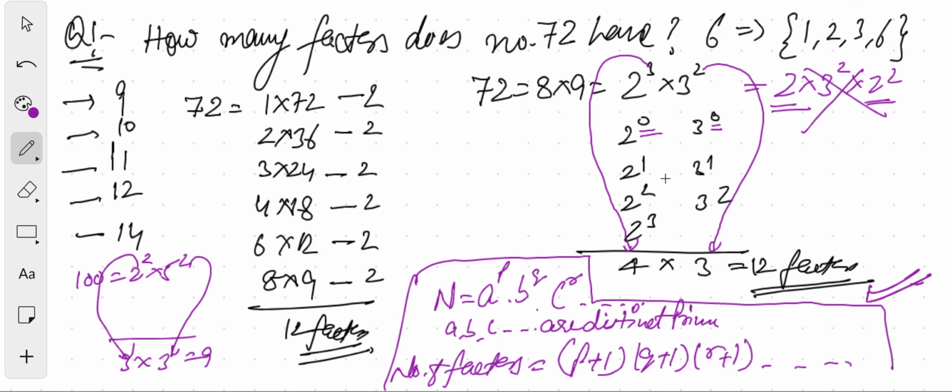I'll stop here. In the next exercise, in the next video, I'll be taking a few really good examples around the same concept.